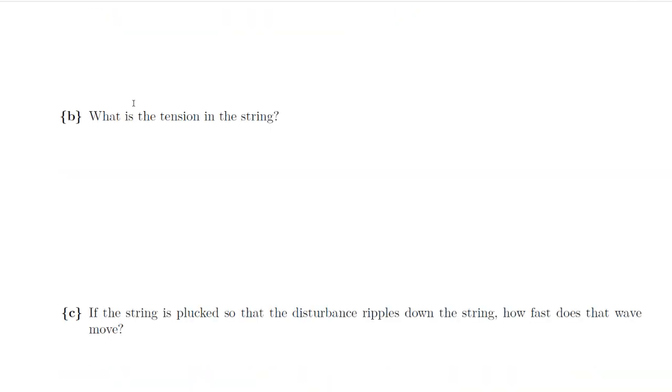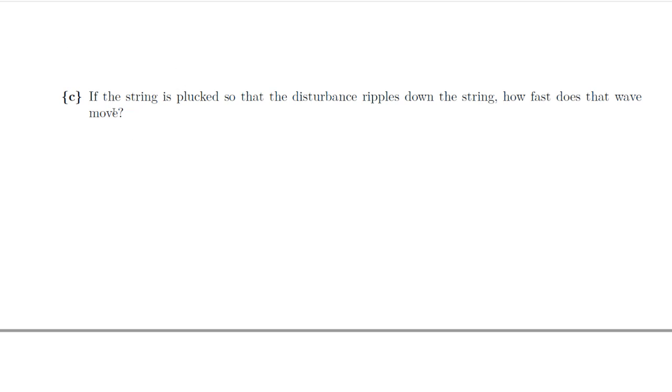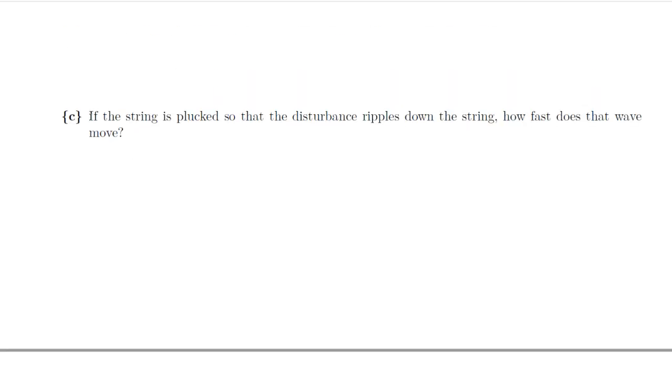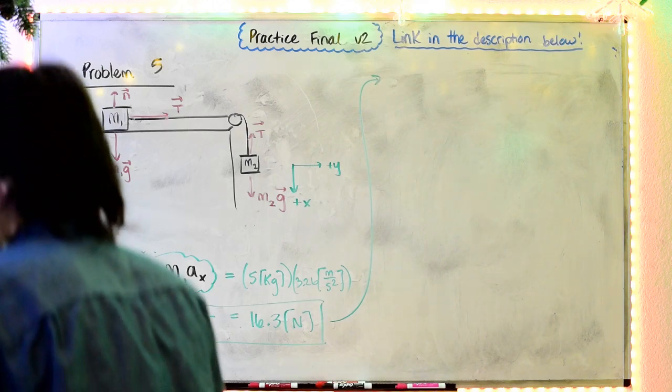Now, this question right here, C. If the string is plucked so that the disturbance ripples down the string, how fast does that wave move? So this one is pertaining to a wave on a string. There is an equation for the speed or the velocity of the wave on the string. So let's do that.